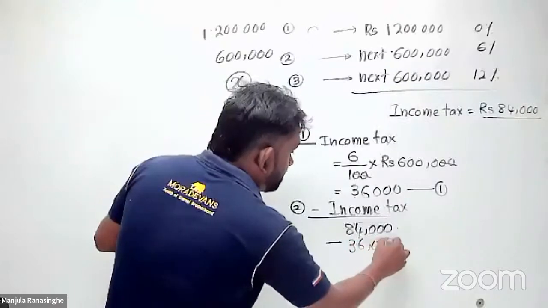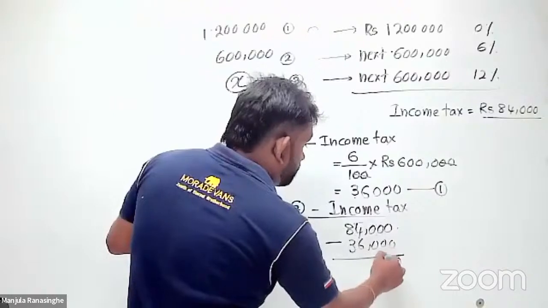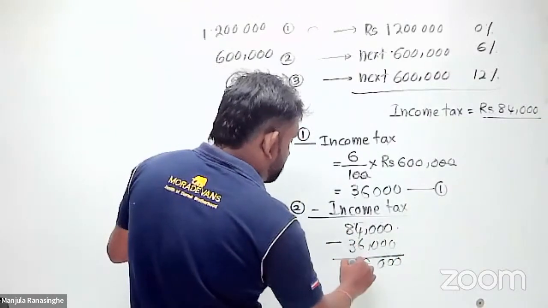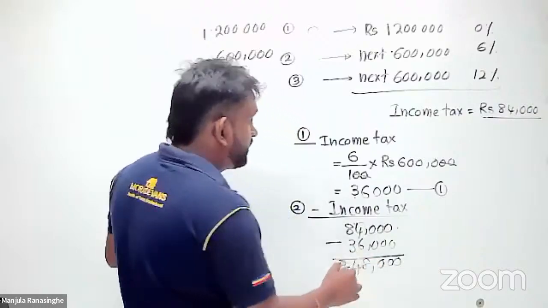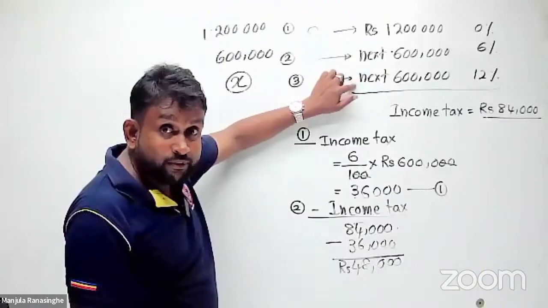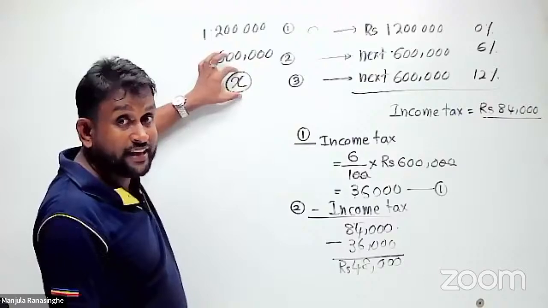Then check what is the balance income tax applicable to this region. So 0, 0, 0, then 8, then 7 subtract 3 is 4. That means rupees 48,000. That means for this region, the income tax charge is 48,000. Then what is the income there?